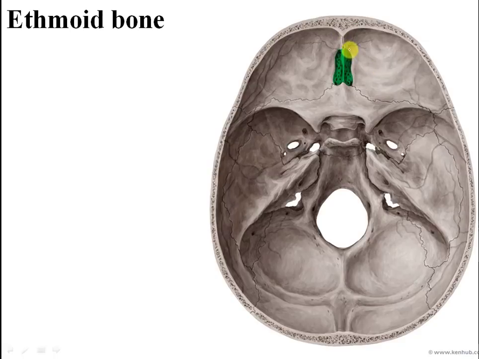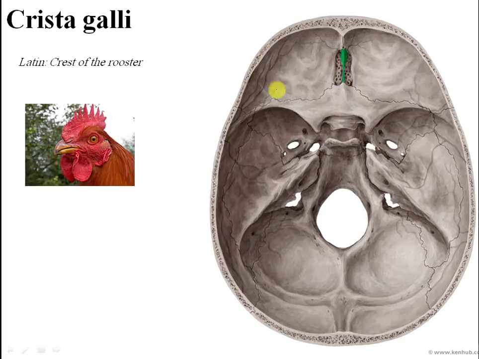In between here, we have part of the ethmoid bone. It's located exactly at the roof of the nasal cavity. And as you can see here, it contains these small holes for the passage of olfactory nerves. In the middle here, we have a crest. This crest is the crista galli of the ethmoid bone. It's called crista galli because it appears like the crest of a rooster.